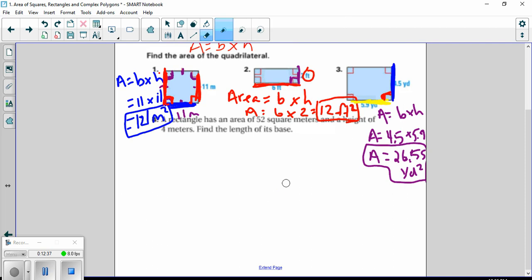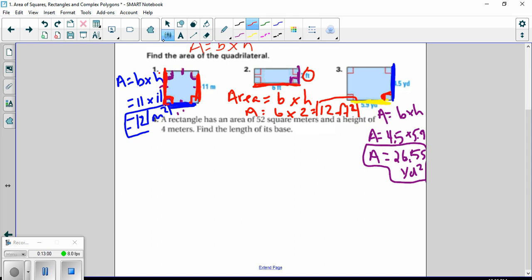All right, next example. It says a rectangle has an area of 52 square meters and a height of 4 meters. Find the length of its base. So let's go ahead and sketch out what we know. Let me erase some of the stuff that we don't need.